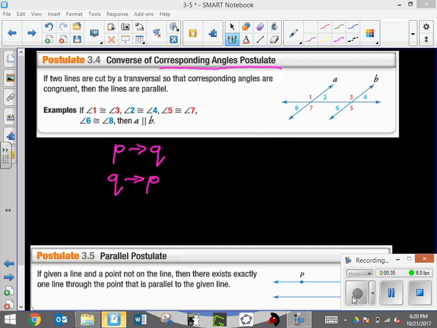So now I'm going to give you the angles being congruent, and once I know that, then my lines should be parallel. So let's go ahead and read it. If two lines are cut by a transversal so that corresponding angles are congruent, then the lines are parallel. You can see how it's just flipped from what we've done in the past.